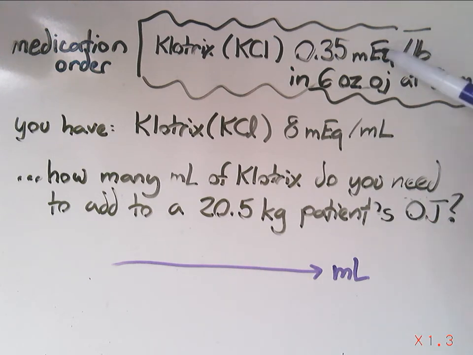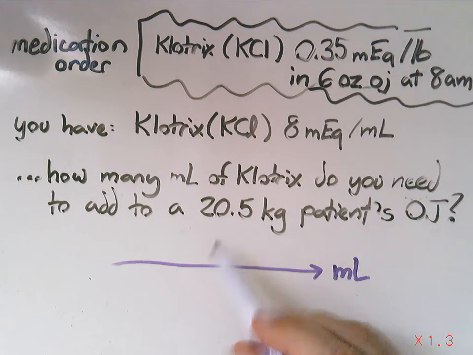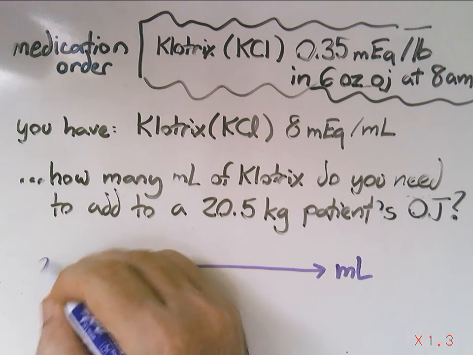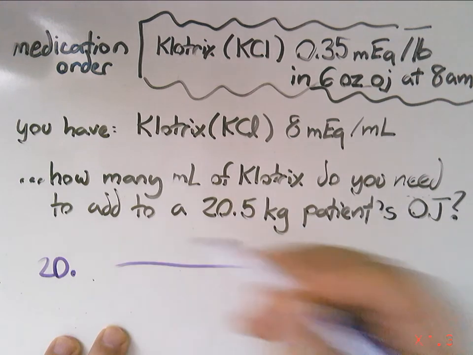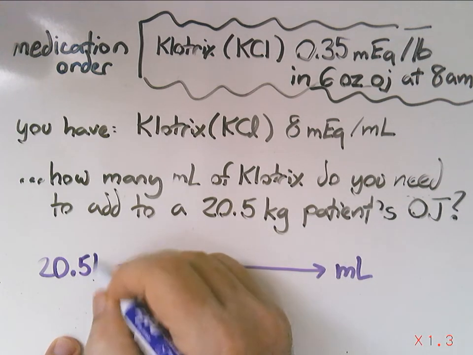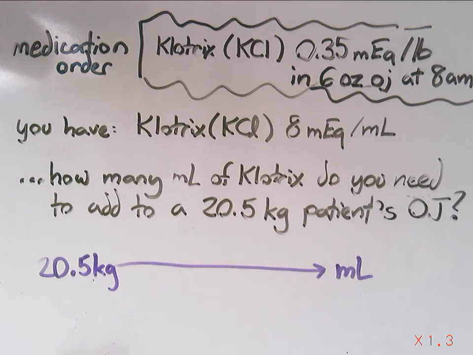Now, we understand a little bit about what's going on here. This tells you how much drug per pound of patient. So the patient's weight is going to determine the dose here. So I think what I'm going to do is start with the patient's weight and use that to figure out how many milliliters of Clotrix I need. So there's my starting point.